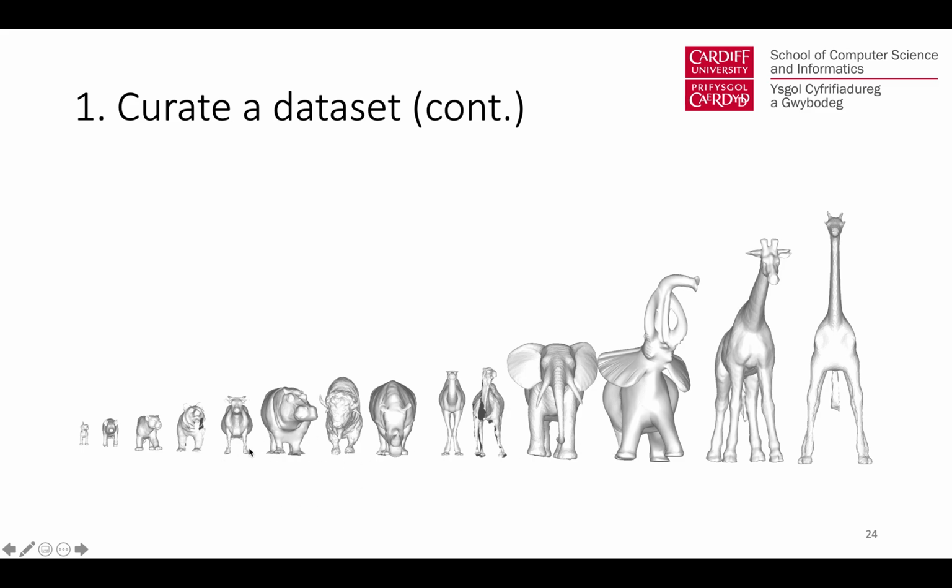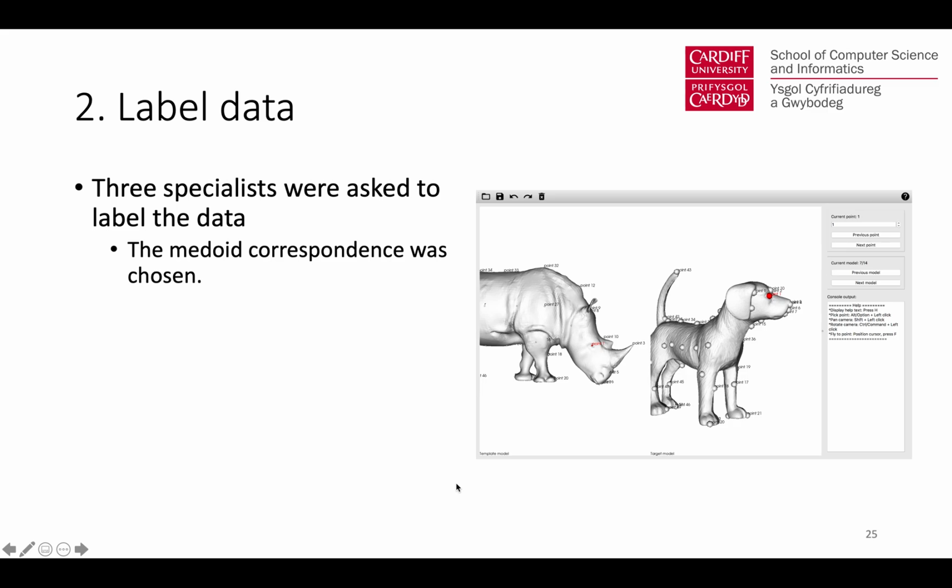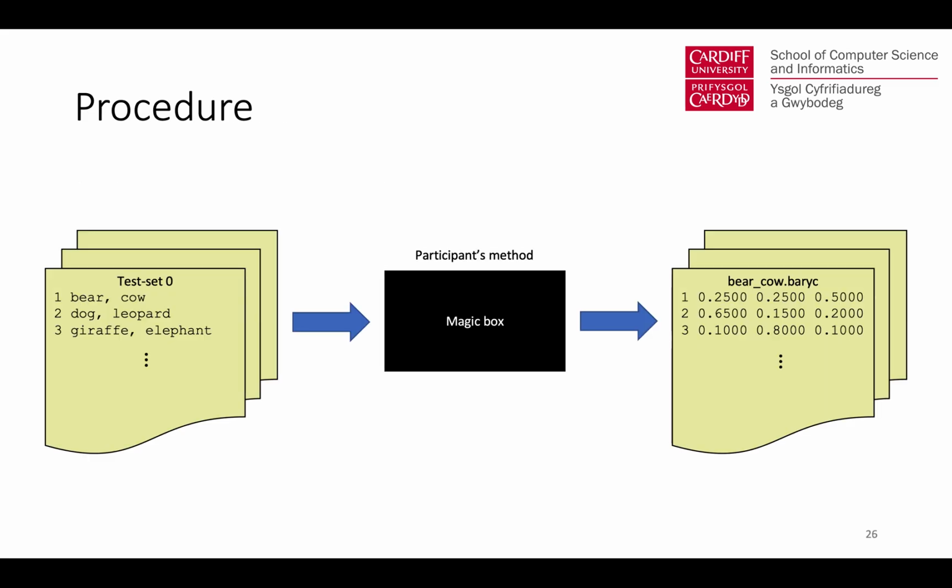They range from partial shapes and shapes of different poses, different animals, and different sizes. And then the next step is to label the corresponding points. We ask three specialists to label the data for correspondences, and the medoid correspondence was chosen as ground truth to reduce the human error.